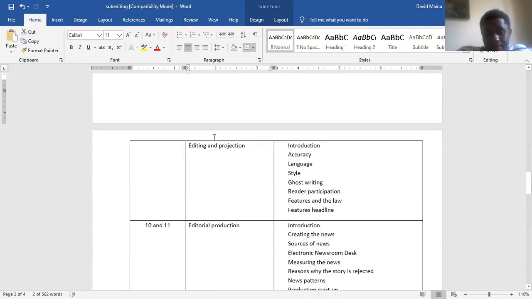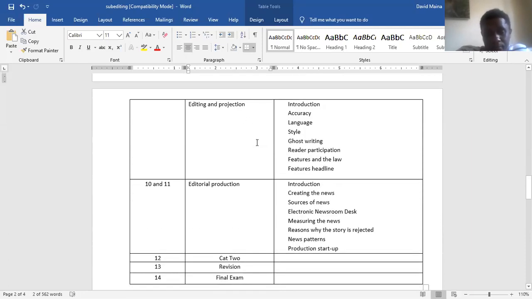And we are going to look at editing and projection. So here we will look at introduction, accuracy. We're going to look at the language of the news, the style, ghostwriting. What is ghostwriting?